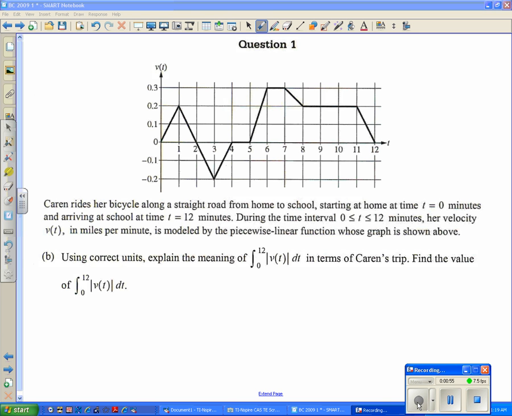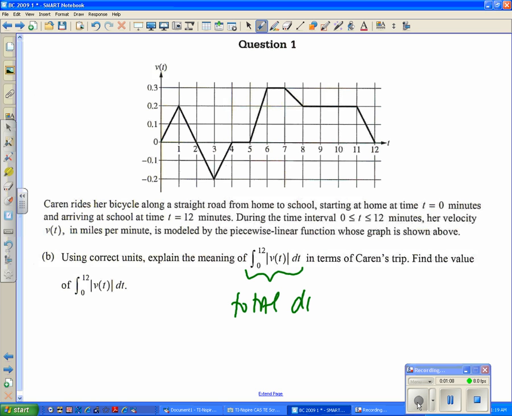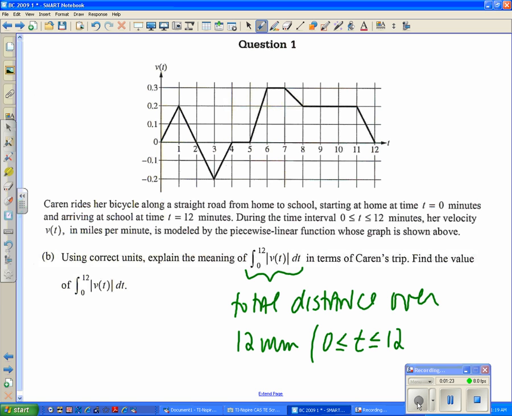In part B, we're asked to explain the meaning of the integral of the absolute value of velocity. This meaning is total distance traveled, total distance over 12 minutes, or perhaps when t is between 0 and 12, those 12 minutes.